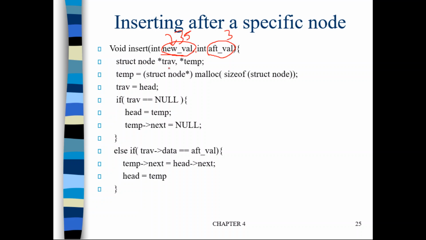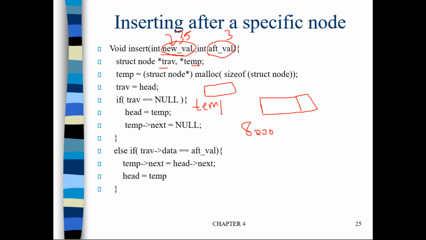Here also we create two pointers, traverse and temp. Temp is for the new node, so we create a new node: temp = (struct node *)malloc(sizeof(struct node)). This will create a new node. Let us assume this new node's starting address is 8000, and this is being pointed to by temp.